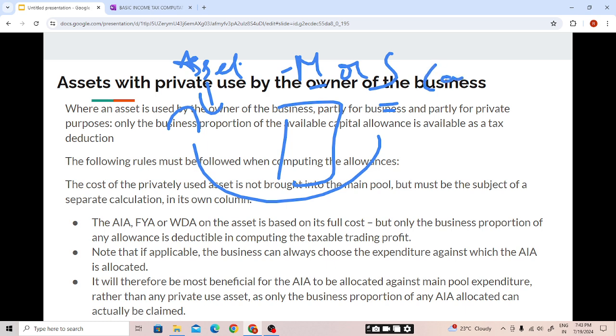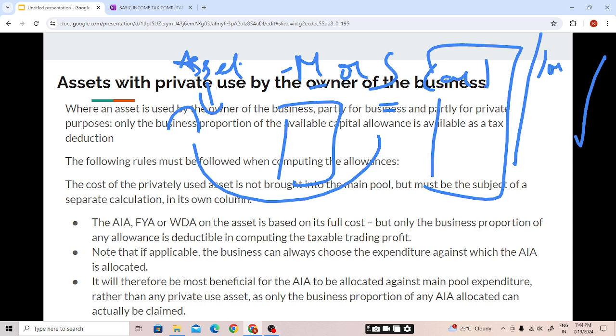If I have a car I use for private purpose and business purpose, for the car you will be calculating a private use pool. This will go under the private use pool. If I am using some lorry for my private use, then for the lorry you will have a separate private use pool. I hope this is clear. For each asset you will be having a separate private pool if you are using that asset for your private use.